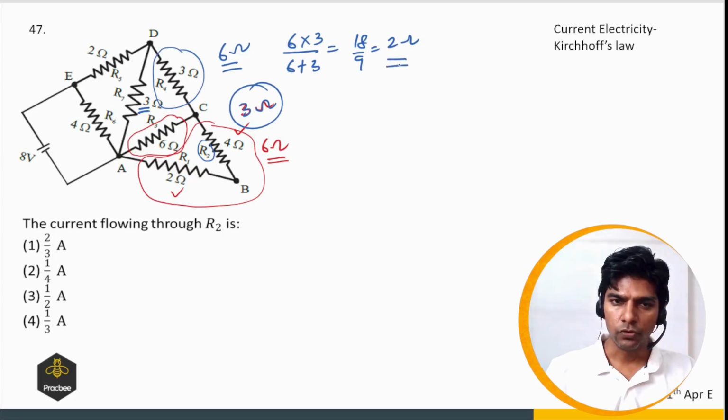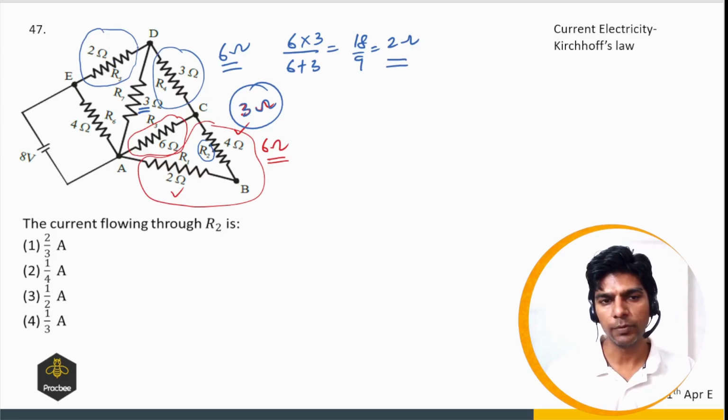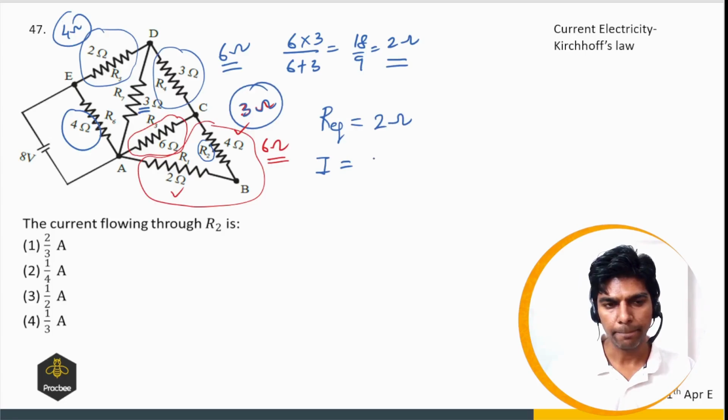Now this 2 ohm and this 2 ohm are in series, so it will become 4 ohms. Now this 4 ohms and this 4 ohms are in parallel, so this will become 2 ohms. So the R equivalent will be 2 ohms. So the current supplied by the battery will be 8, that is the EMF, divided by the equivalent resistance. So it will be 4 ampere.